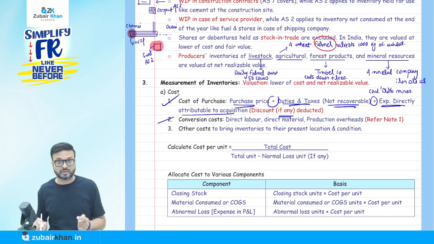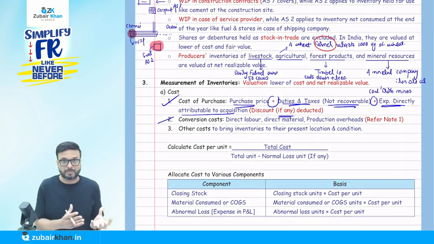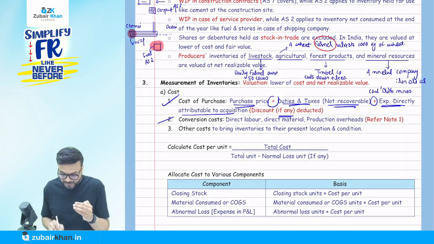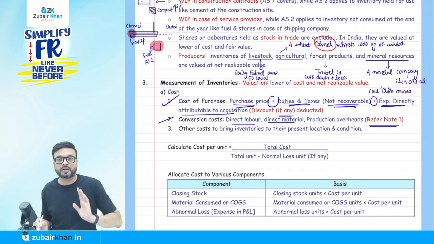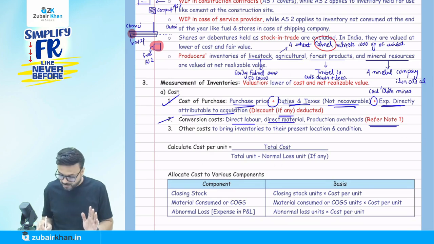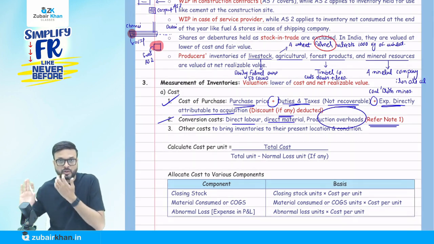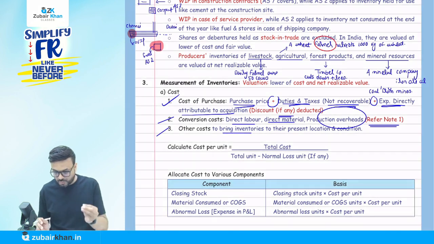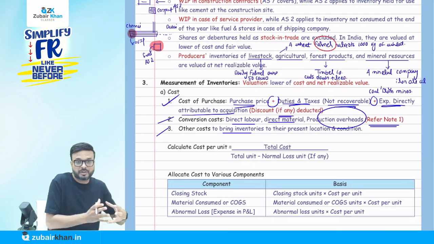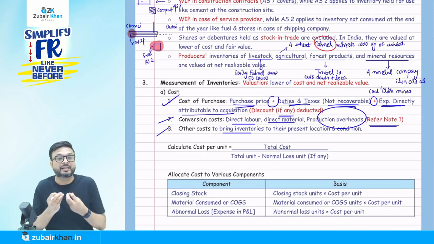Now the conversion cost: it might happen that I'm doing manufacturing. So we purchase raw material and we are going to convert it. So labor cost, material cost, production overhead, refer to note number 1. I will come to this production overhead. Or any other cost that we have incurred in bringing the inventories to their present location and condition. Any expense that we have incurred to bring that particular inventory to its present location and condition.